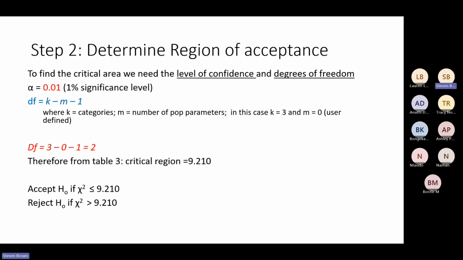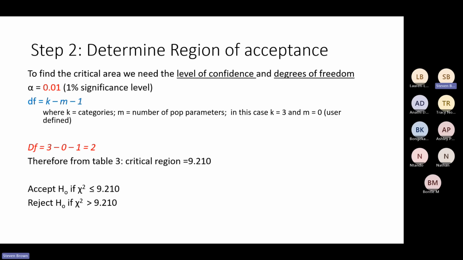Class, just remember, M is always going to be 0. Let me say that slowly. M is always going to be 0 for the questions you do. M is always going to be 0. So your degrees of freedom is going to be 2. Always 2. Okay. Go to QI test, go to degrees of freedom of 2, go to 0.01 and you'll get a critical region of 9.21.